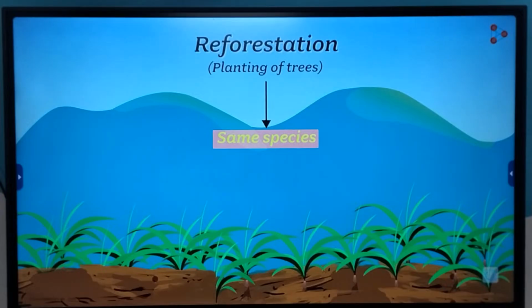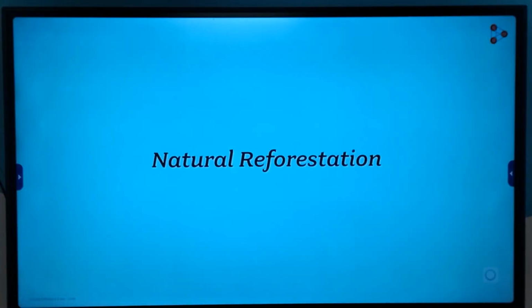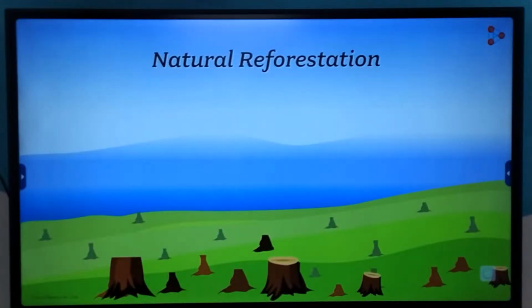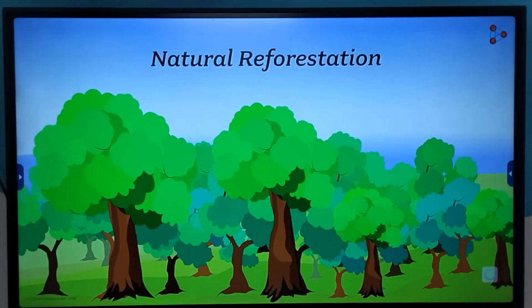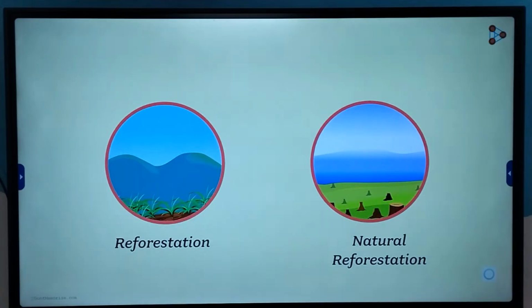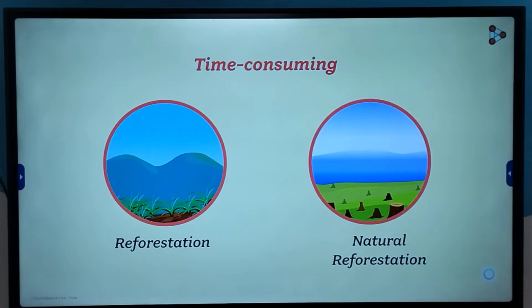Are you aware of a process called natural reforestation? Well, in cases where trees have been cut down only for timber and the roots are left intact, these trees will grow back on their own. This can only happen if the land has not been used for any other purpose. However, all these measures are time consuming. Either way, they require many years to get back all the lost trees.